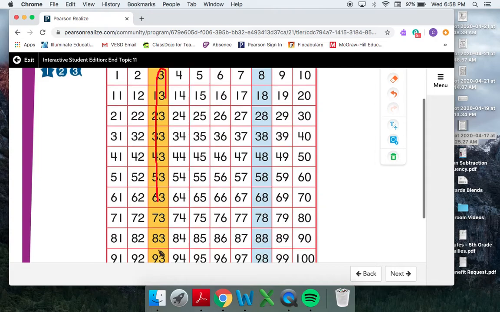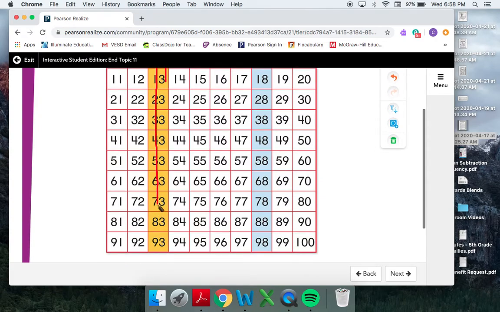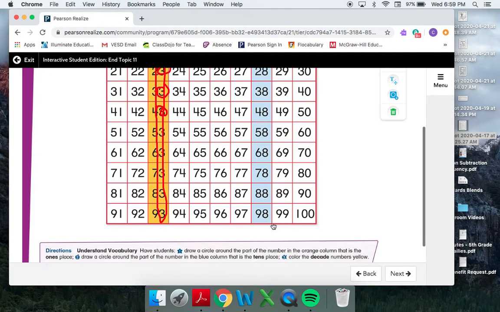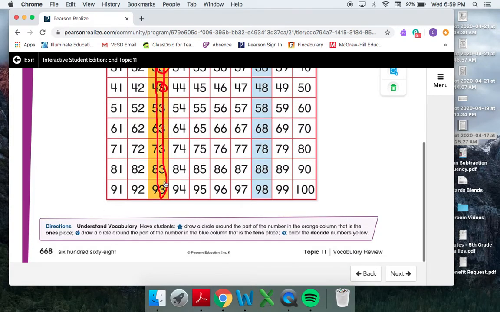So we want them drawing a circle around all of these, and they can do it individually or they can put a big line on it like I'm doing. They'll probably need to go through and do it each one like this. This is how Jacob did it when we did it together. Okay, so we want them recognizing that the 3 is in the ones place, it's the second digit, and it's the same all the way down.